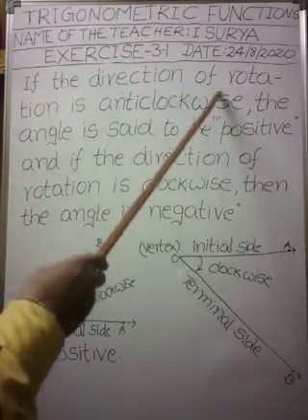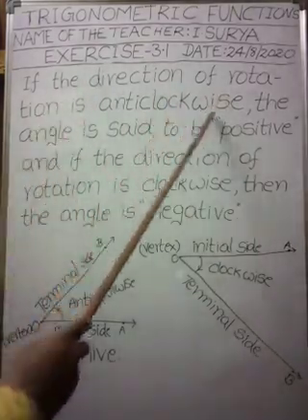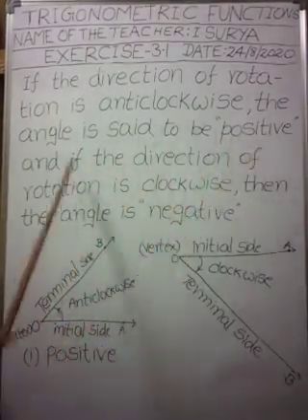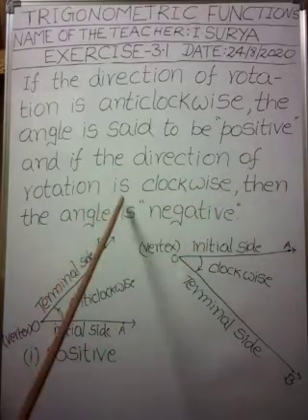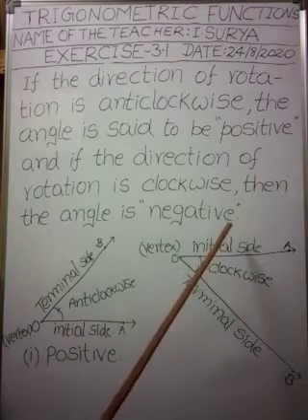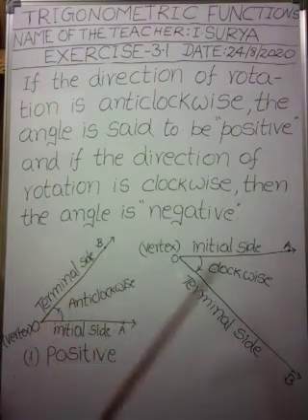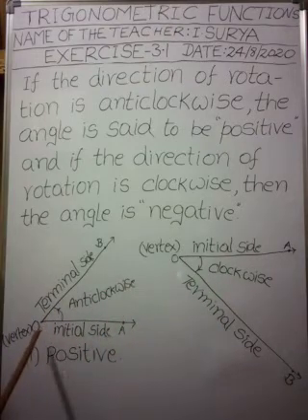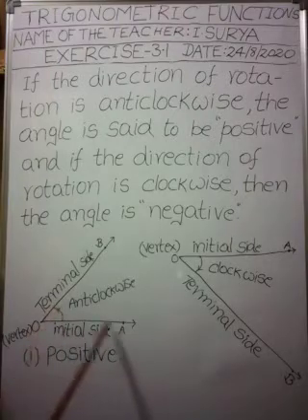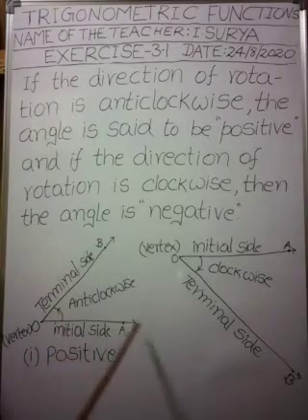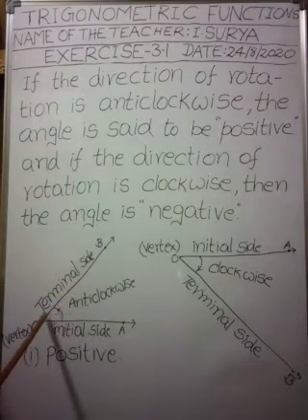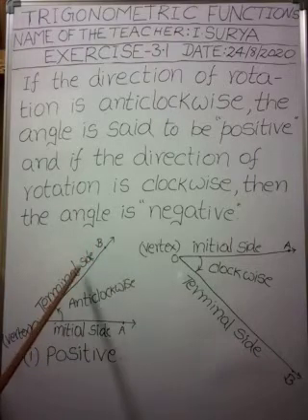If the direction of rotation is anti-clockwise, the angle is said to be positive. And if the direction of rotation is clockwise, then angle is negative. Okay, my children, see these diagrams. Observe these diagrams. Here, this is a point of rotation. This is the initial side at the beginning. After rotation, this is the final position of the ray, that is terminal side.